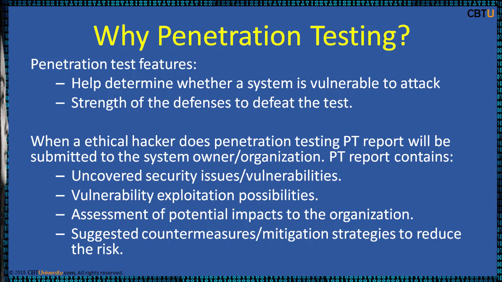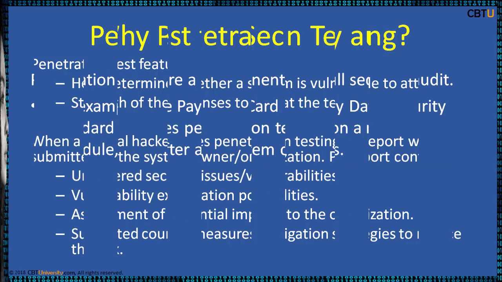When an ethical hacker does penetration testing, a PT report will be submitted to the system owner or organization. The PT report generally contains uncovered security issues, vulnerabilities, vulnerability exploitation possibilities, assessment of potential impacts to the organization, followed by the suggested countermeasures and mitigation strategies to reduce the risk.